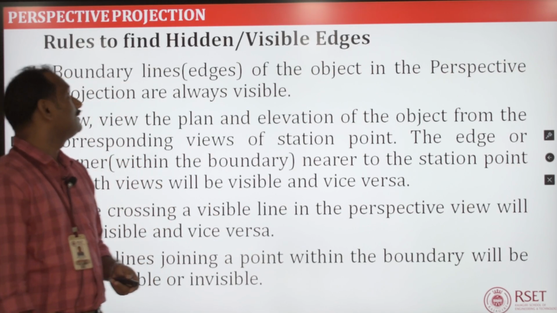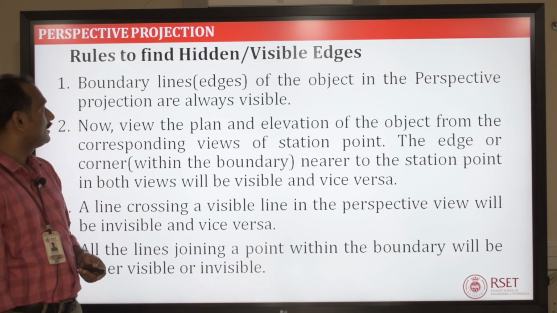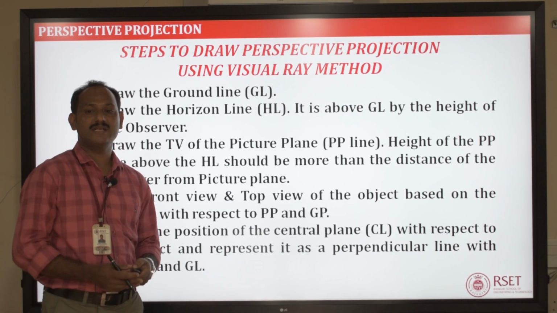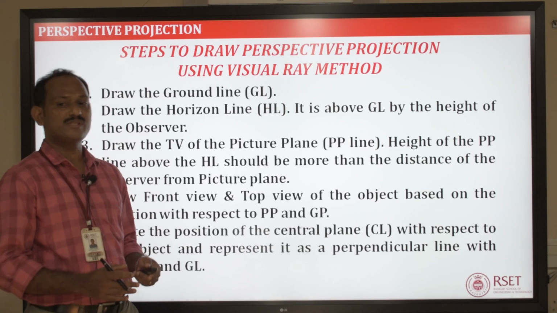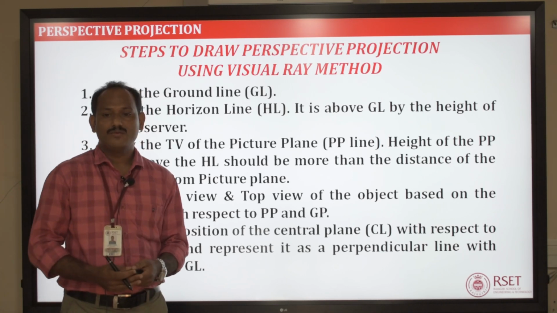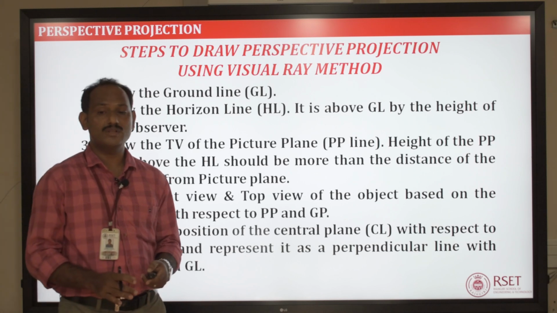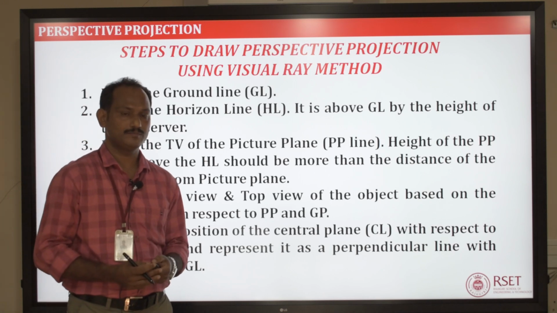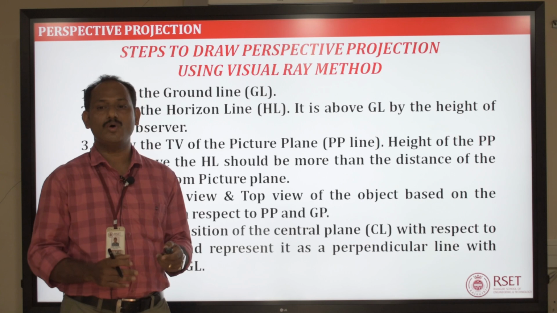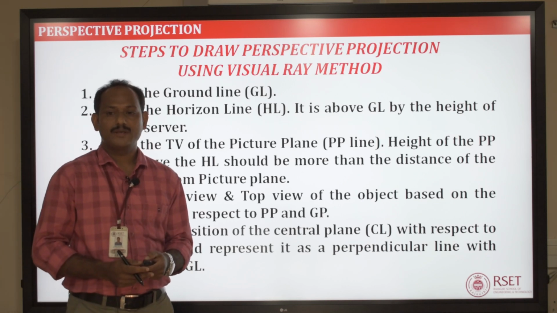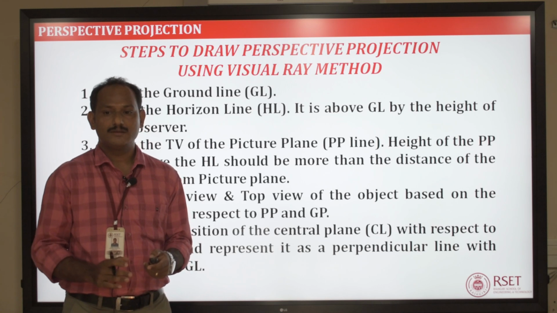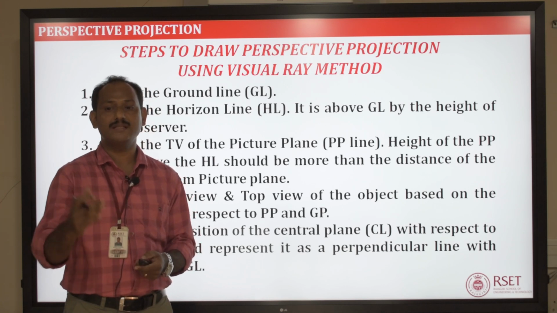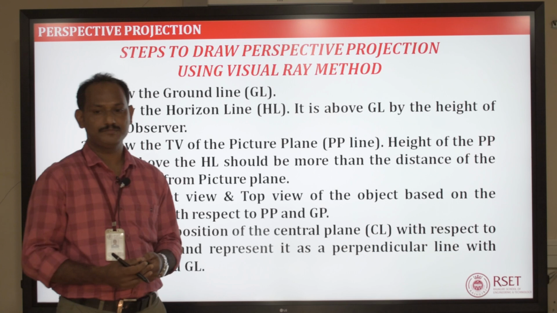So, now these are the rules to find the hidden and visible edges. We have already discussed this. Now, we can conclude the steps to draw a perspective projection by using a visual ray method. First, draw the ground line, then draw the horizon line. It is above the ground line by the height of the observer. The third step is draw the top view of the picture plane, then the height of the picture plane above the horizon line should be more than that of the distance of the observer from the picture plane.